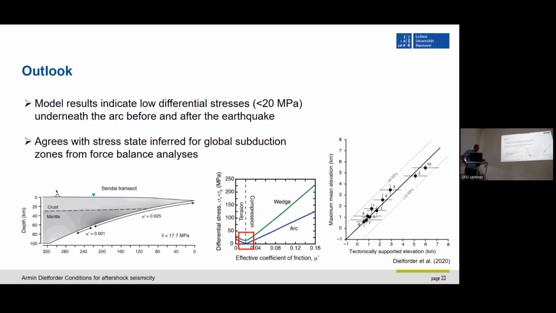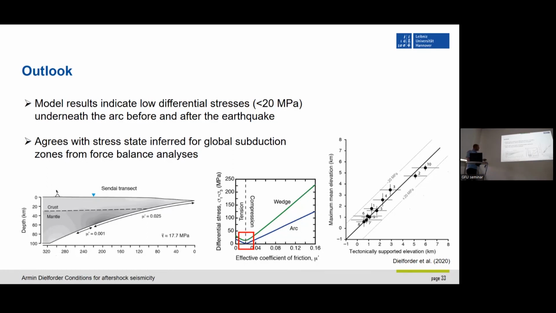And these stress conditions are actually inferred from force balance analysis of global subduction zones that look at the stress state in a forearc averaged over many, many earthquake cycles. What this force balance is looking at is the relation between the gravitational stresses controlled by the margin relief and the megathrust shear stresses. It predicts that the height of mountain belts at subduction zones is exactly at this limit where tectonic forces can drive it. And if you are at this point, then the stress underneath the highest elevation must be very low.